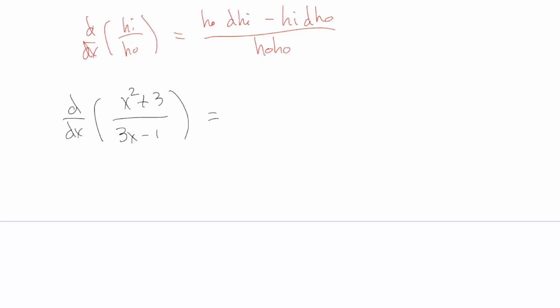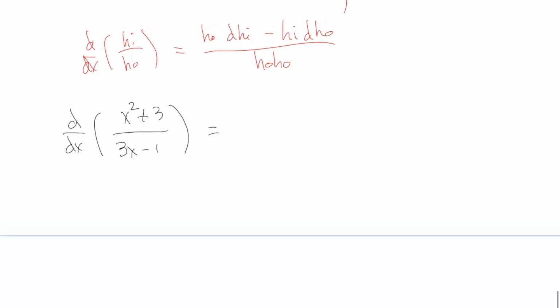What do you do instead? Well, you do the quotient rule. That's the point of the quotient rule. So it is the bottom times the derivative of the top. I begin with the bottom like it is, and then times the derivative of the top is 2x. Make sure you put parentheses in here because it matters.